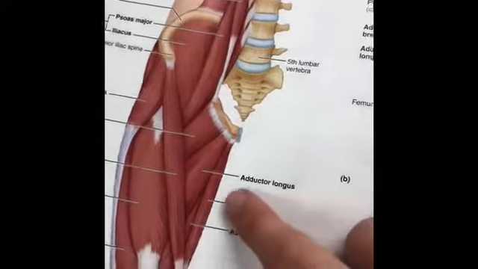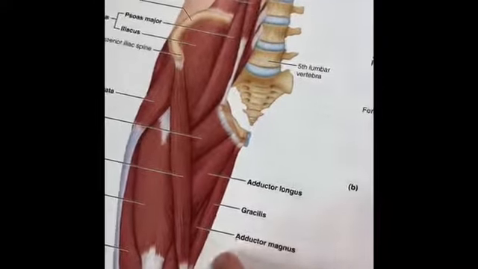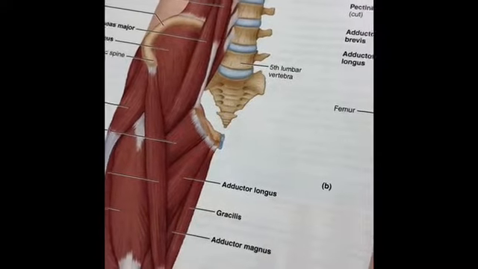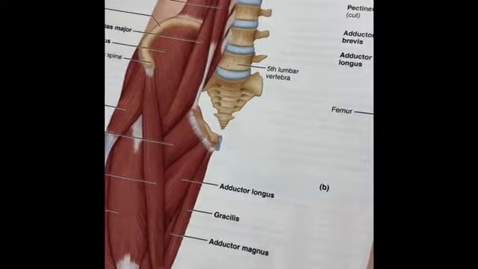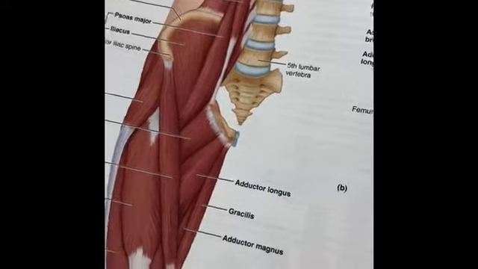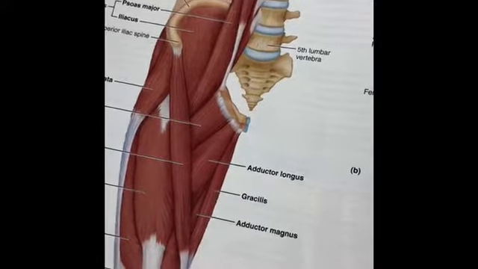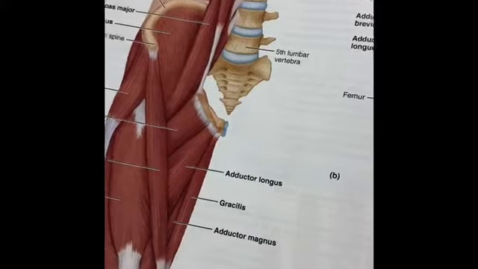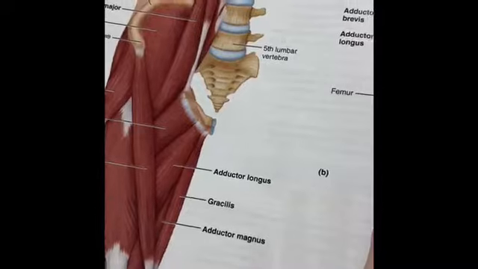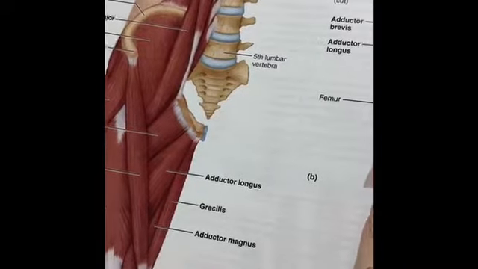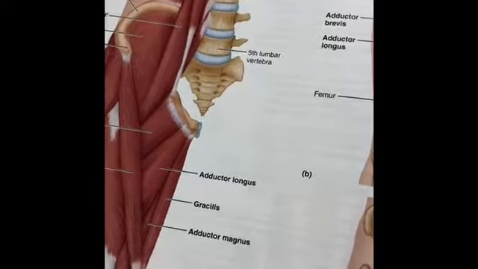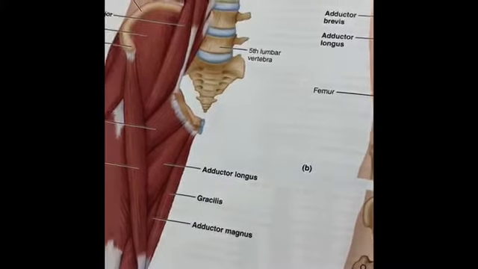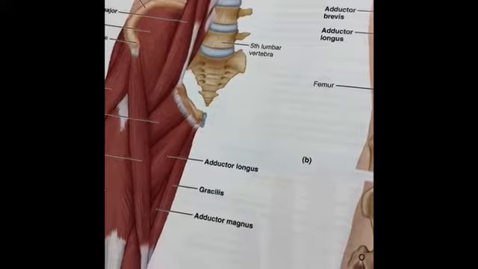The gracilis is this muscle right here. The origin is the inferior ramus and pubis of the adjacent ischial ramus. The insertion is the medial surface of tibia just inferior to its medial condyle, and the action is that it adducts the thigh, flexes, and medially rotates the leg.